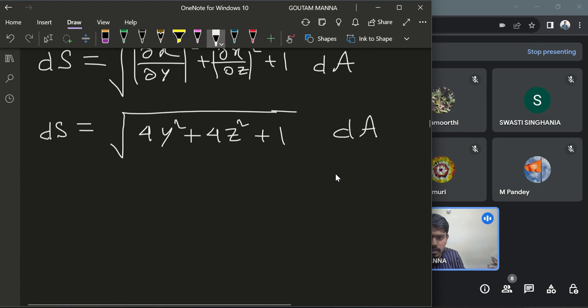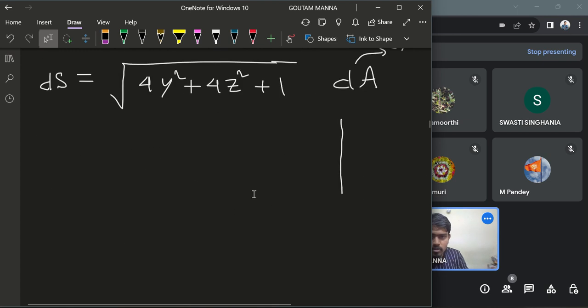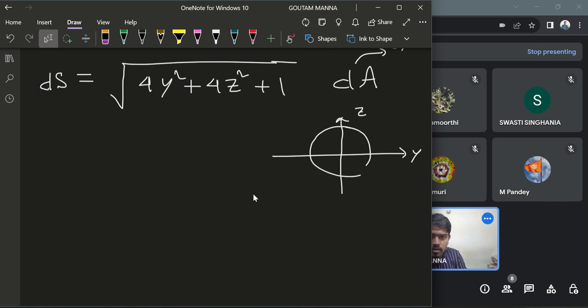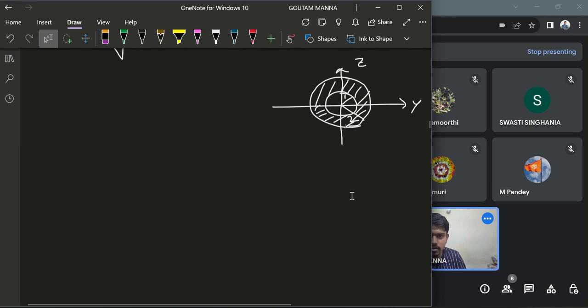Now, this dA is dy dz. We are projecting onto the yz plane, so let me draw this yz plane, and we'll be integrating here. This is the radius 1 circle, and this is the radius 2 circle. So obviously it's good to choose plane polar coordinates. Let me call the distance from the center rho, and this angle psi.